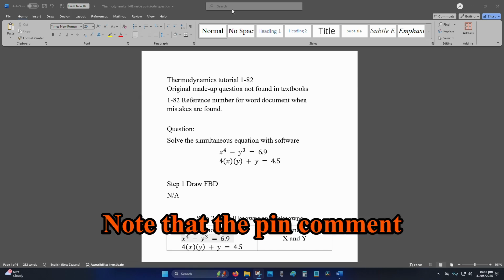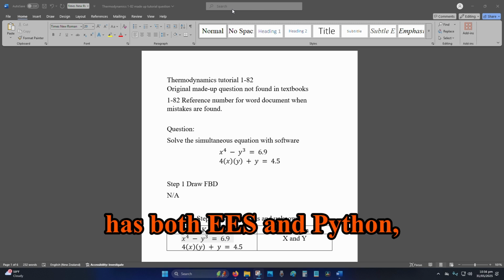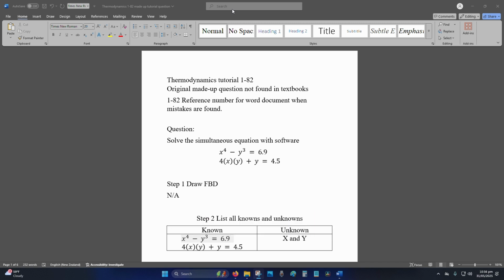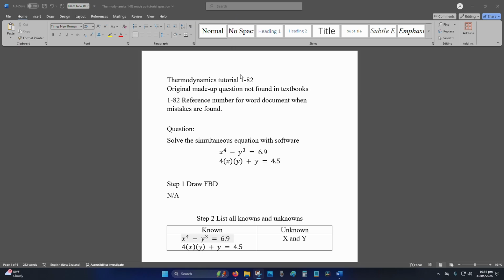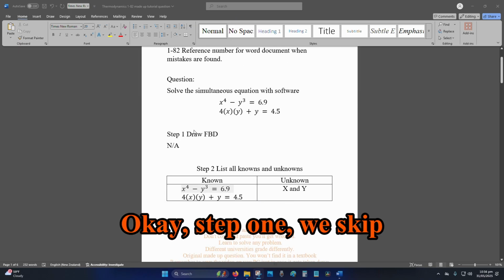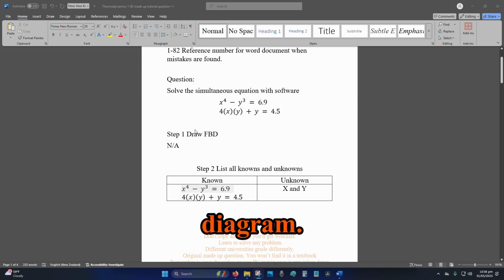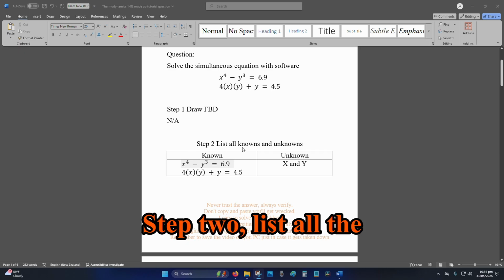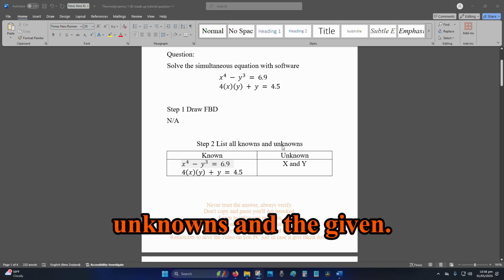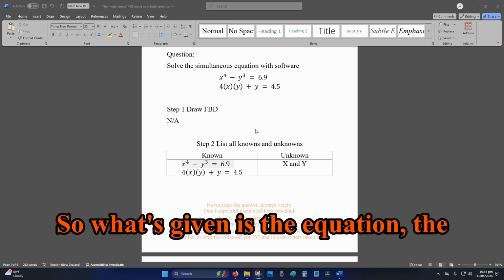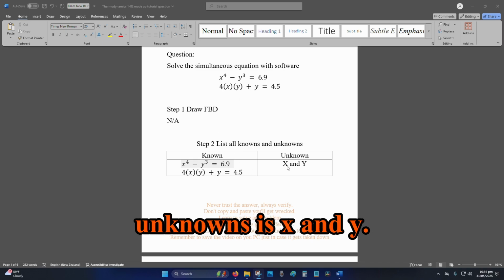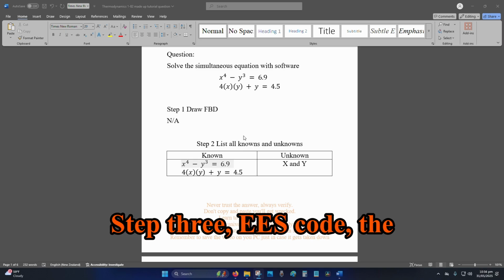Note that the pinned comment has both EES and Python, just in case you don't have one of them. Okay, step 1 we skip because there is no free body diagram. Step 2 lists all the unknowns and the given. So what's given is the equation, the unknowns is x and y.